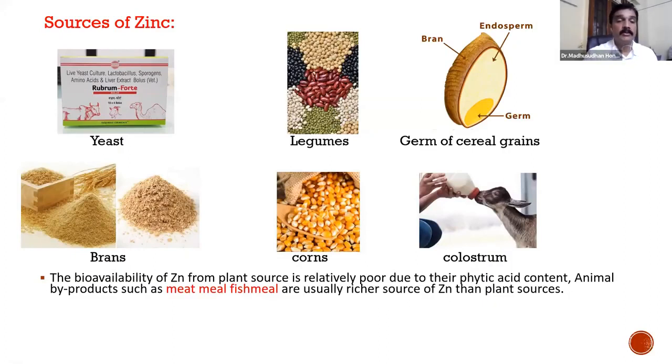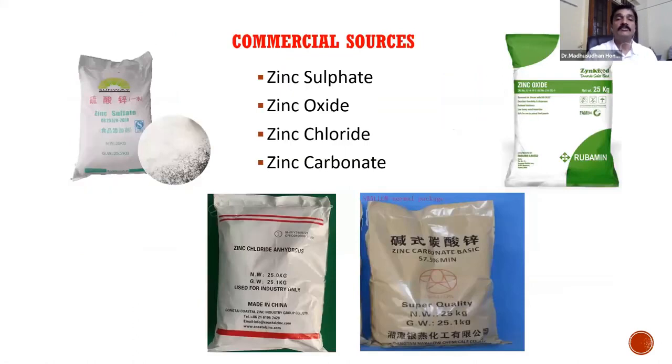But animal byproducts such as meat meal and fish meal are usually a richer source of zinc than plant sources. The commercial sources of zinc are zinc sulfate, zinc oxide, zinc chloride, and zinc carbonate. Among them, we usually use zinc sulfate or zinc oxide. The bioavailability is good in zinc oxide, but the solubility is less.